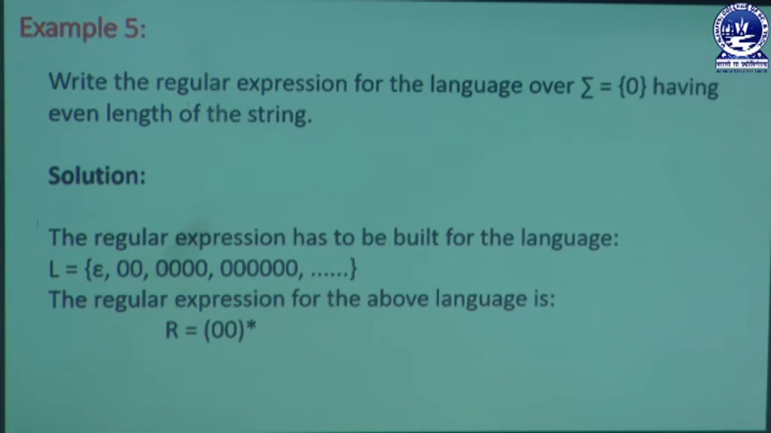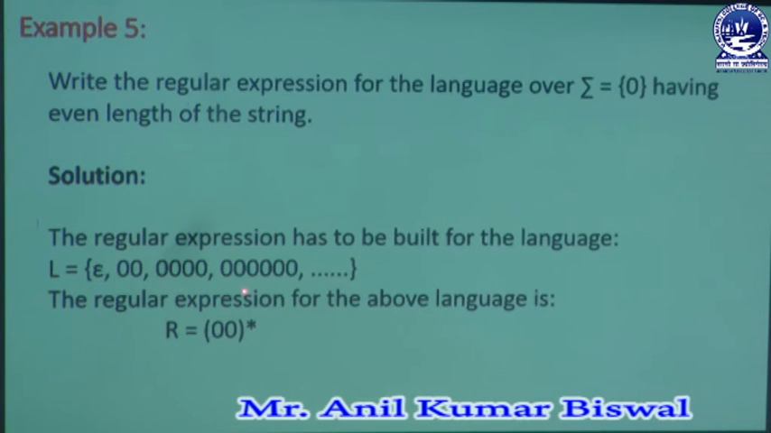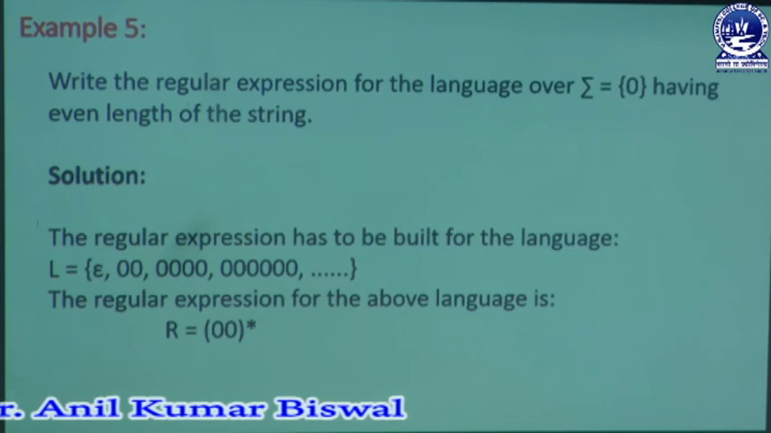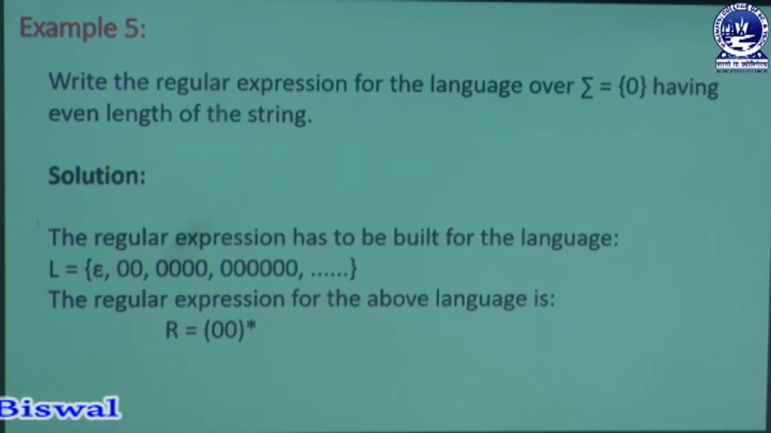00 star means we are getting an even number of zeros, and that is known as even length. We never get any odd length in this explanation. If a user may get odd length, then we must say epsilon, single 0, triple 0, 5 zeros, 7 zeros, 9 zeros, then 11 zeros, like that.